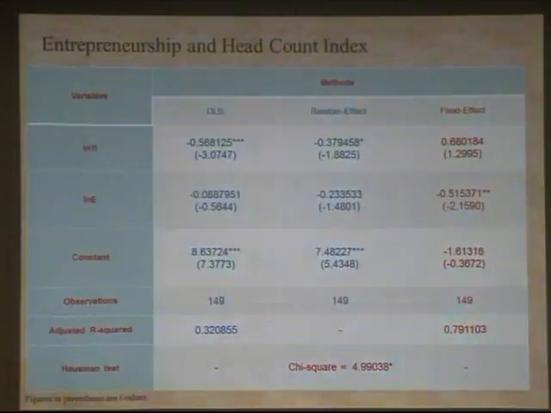And the final table. We want to measure the effect of entrepreneurship on number of poverty by using the headcount index. Here, the Hausman test shows significant values, so we need to take this one as a conclusion for this relationship. We can say that entrepreneurship has a significant effect on headcount index.